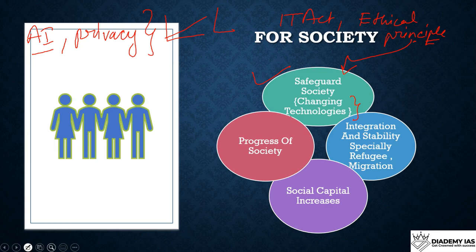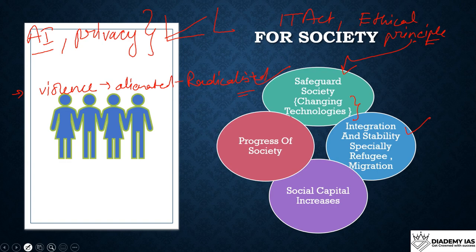All right, now coming to the next point, integration and stability of the society. Now you have seen a lot of cases where refugees and migration has happened. Okay, integration, let's say refugee. Then what happens is some violence happens. Then they feel alienated and they become radicalized. So this concept I picked up from GS paper 3, internal security. So this is how you can relate your GS4 ethics paper with other papers, right?